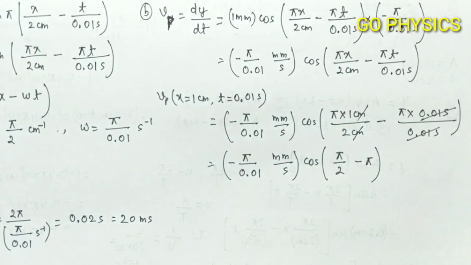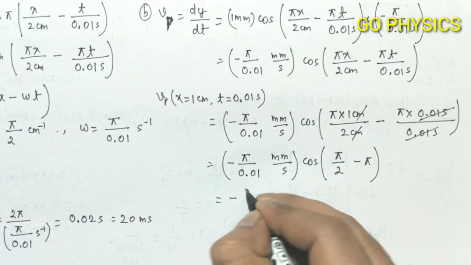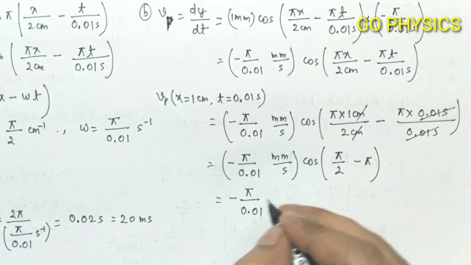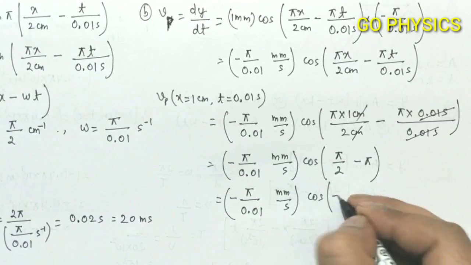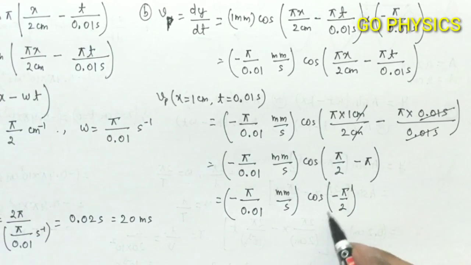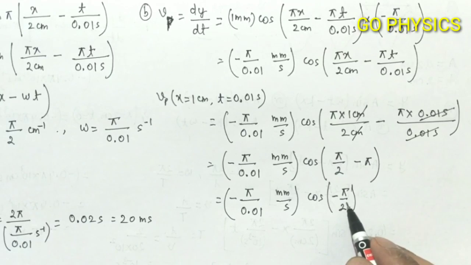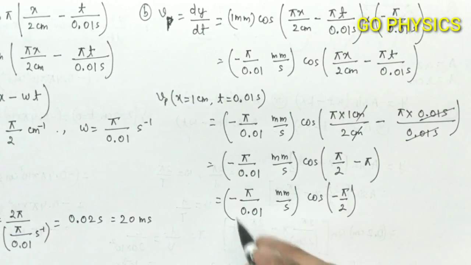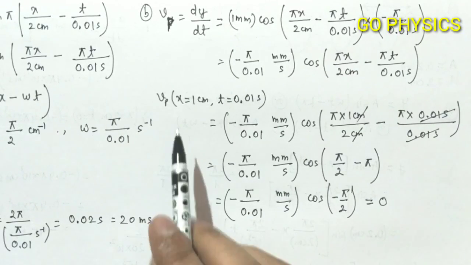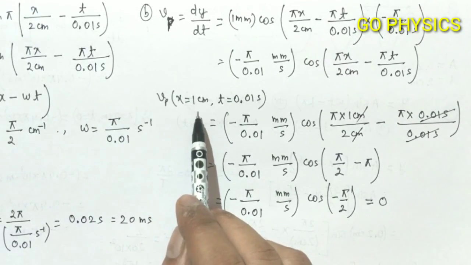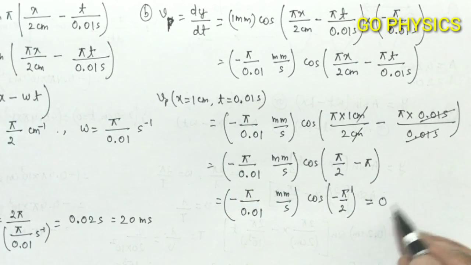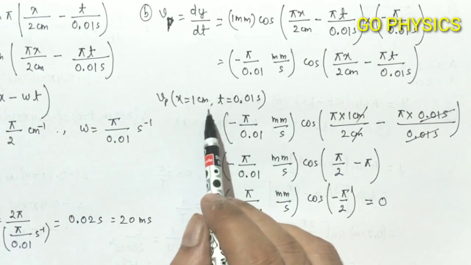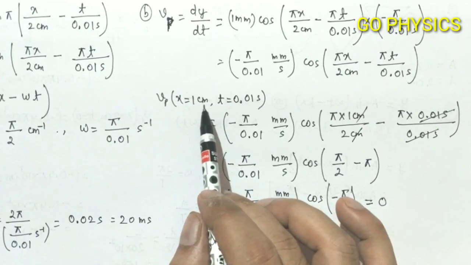So this will become minus pi by 0.01 millimeter per second, and this is cos of minus pi by 2. Cos of minus pi by 2 is equal to cos pi by 2, and the value of cos pi by 2 is 0. So 0 multiplied by this quantity again becomes 0. So the speed of particle at x equal to 1 centimeter and t equal to 0.01 second is 0. It indicates that this particle is present either on the crest or on the trough.